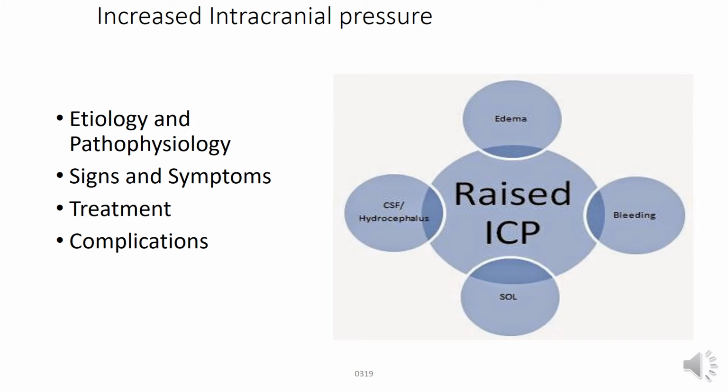We need to monitor their CO2 levels because CO2 is a vasodilator. So this can increase blood volume within the cranial cavity, which can lead to increased ICP. So hyperventilation can often be used in short-term settings to combat increased ICP. CO2 levels of 25 to 30 will improve oxygenation to the brain, causing vasoconstriction.